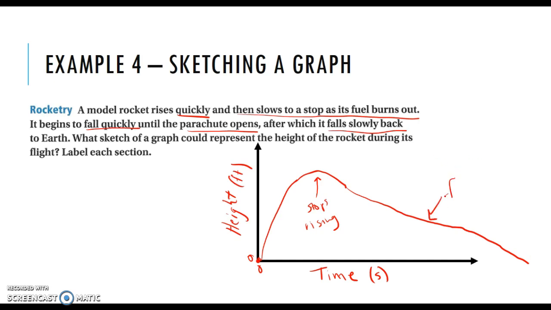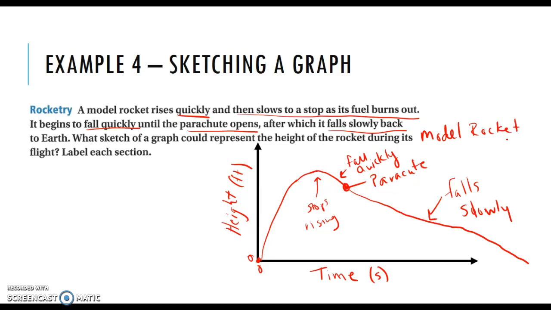You could probably do it at a much flatter slope. But as long as it is a different slope than our fall quickly, because here we fell quickly, right here was when the parachute opened. And I guess we should always put a title on this. This is a model rocket flight, because we should always give our graphs a title.